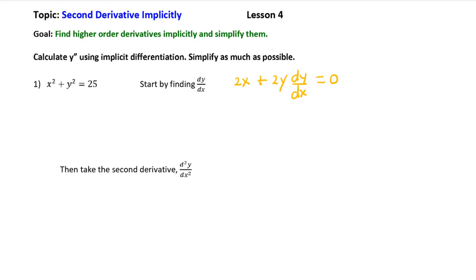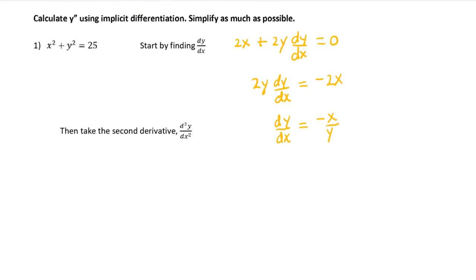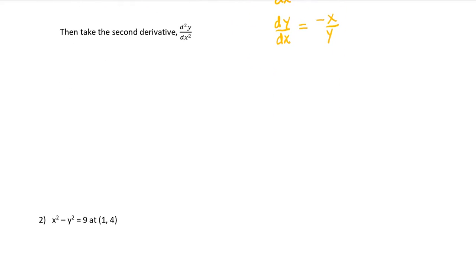Now, today what we're going to want to do is get the dy/dx by itself, so I'm going to subtract 2x on both sides. That's going to leave me 2y dy/dx equals, excuse me, negative 2x, and then I can divide out the 2y on both sides, and that's going to leave me dy/dx equals negative 2x over 2y, which is simply negative x over y. So there's my first derivative implicitly, and now we want to take the derivative of that.